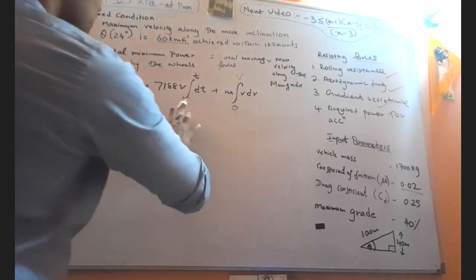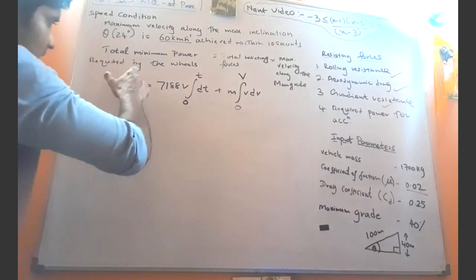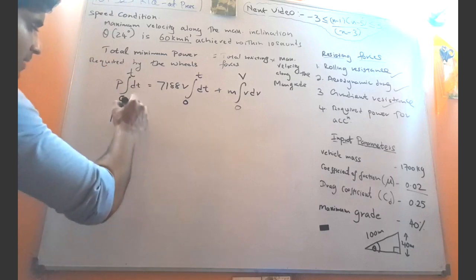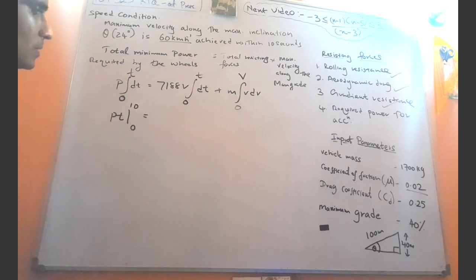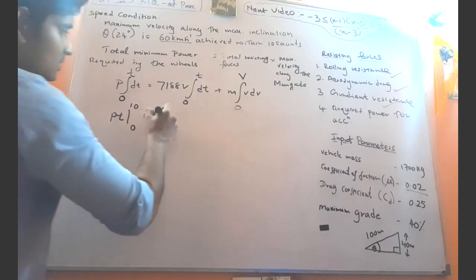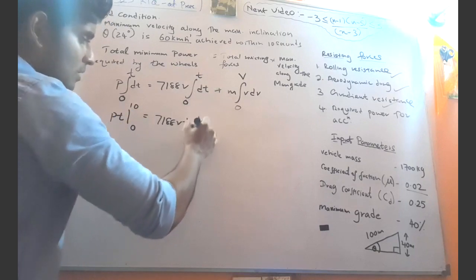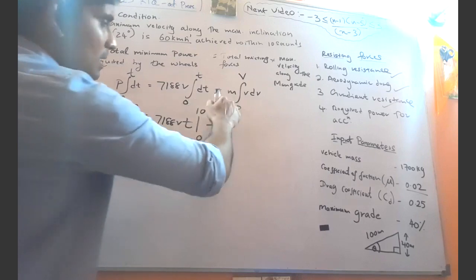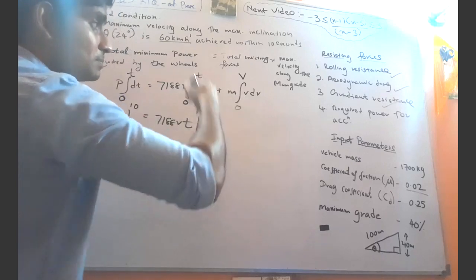Okay, so now let's try to find the answer for this. If you integrate this one, integral of P dt, what is the answer? P times t, right? What is the lower limit? 0 seconds. What is the upper limit? 10 seconds. So it is okay. Then the next one is also the same as the previous one: 7188 times v times, the answer for this is t. Lower limit is 0 seconds, upper limit is 10 seconds, plus m times integral of v dv.